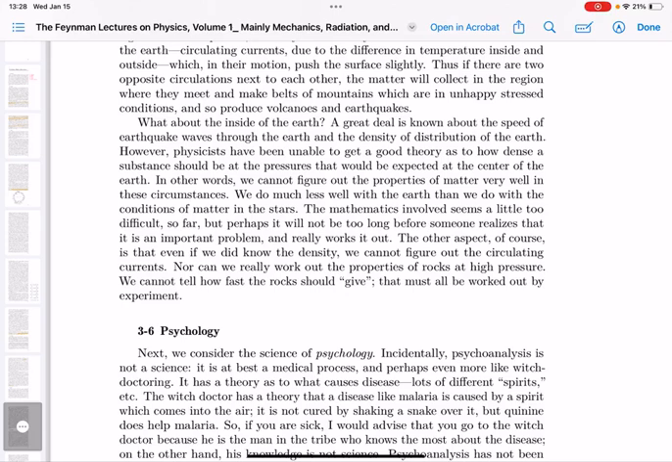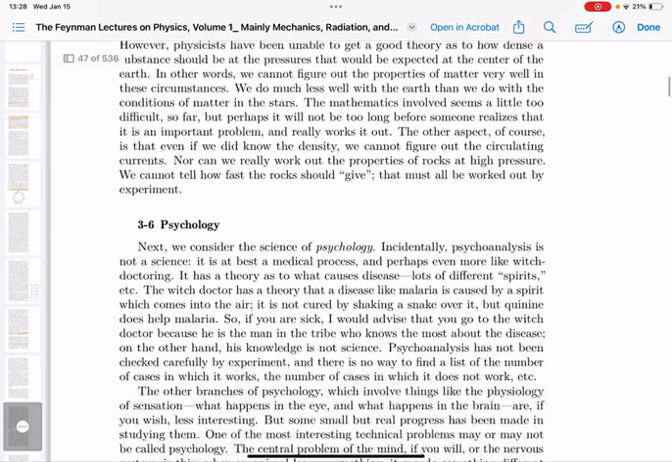The other aspect, of course, is that even if we did know the density, we cannot figure out the circulating currents, nor can we really work out the properties of rocks at high pressure. We cannot tell how fast the rocks should give. That must all be worked out by experiment.